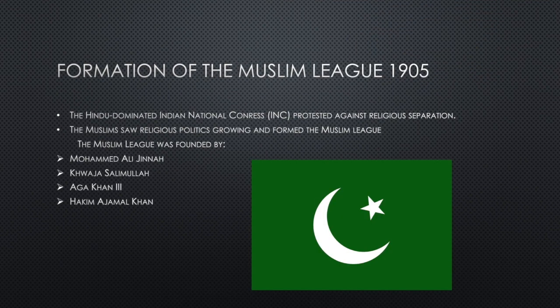In 1905, the British tried to separate Bengal along religious lines. The Hindu-dominated Indian National Congress protested against this plan. This caused Muhammad Ali Jinnah, Khwaja Salimullah, Aga Khan III, and Hakim Ajmal Khan to form the Muslim League. The goal of the Muslim League was to grant the rights of Muslims in independence negotiations.